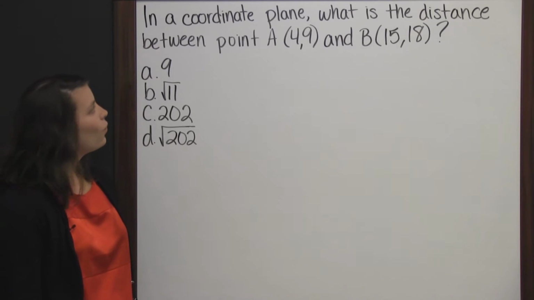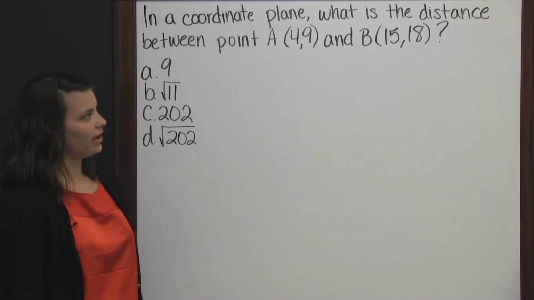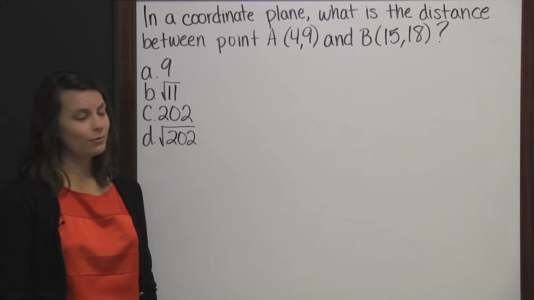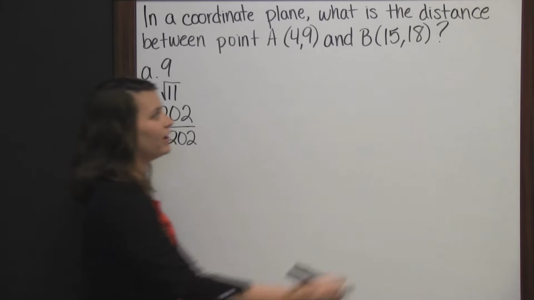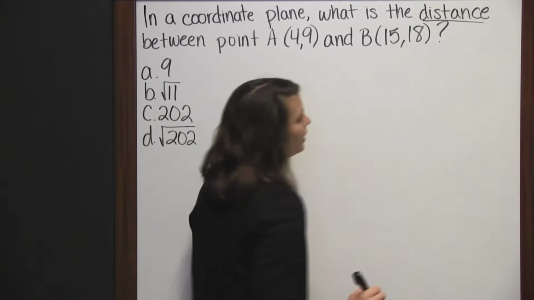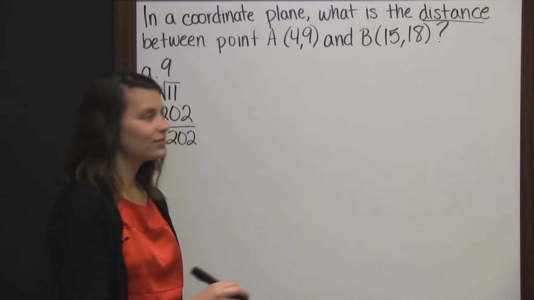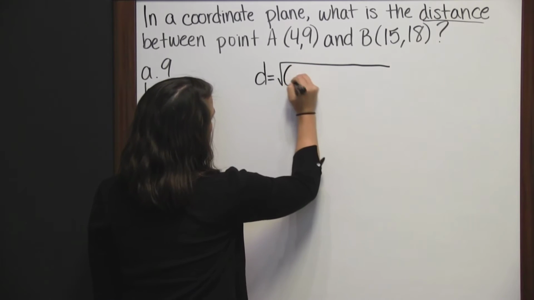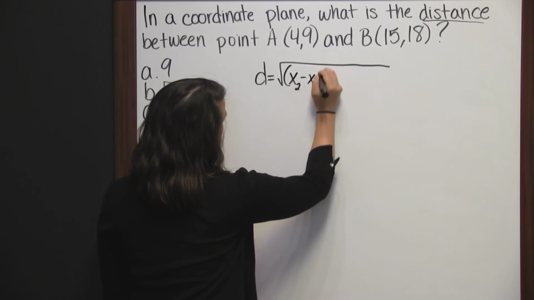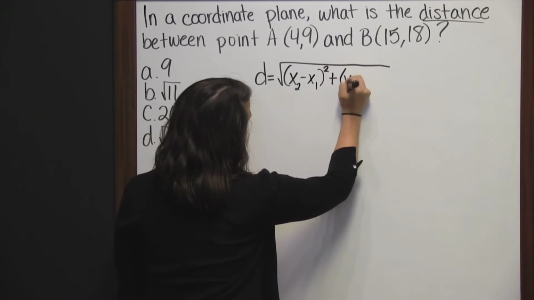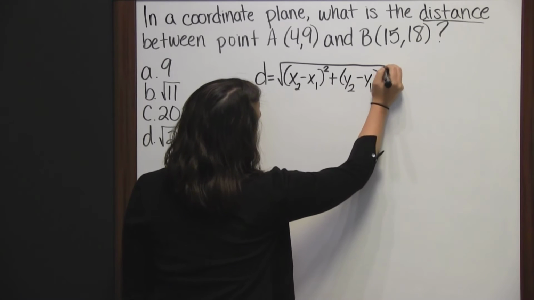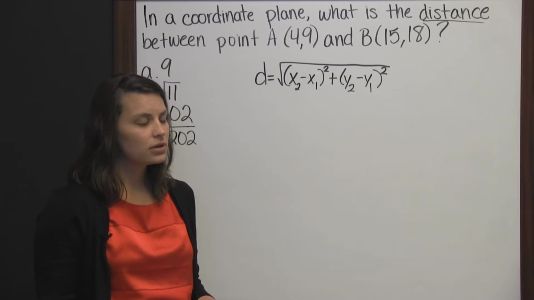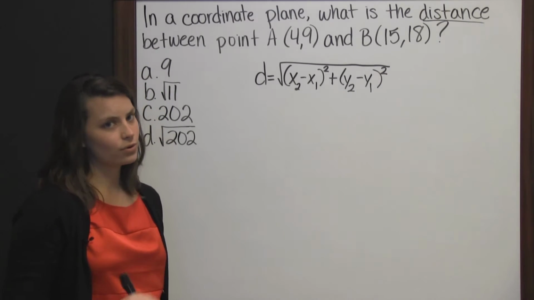In a coordinate plane, what is the distance between point A, 4, 9, and B, 15, 18? Well, there's a very straightforward way to answer this question. If we want to find the distance between 2 points in a coordinate plane, then we need to use the distance formula. The distance formula is the square root of x2 minus x1 squared plus y2 minus y1 squared. And the x2, y2, x1, y1, those are just the coordinates of your ordered pairs.